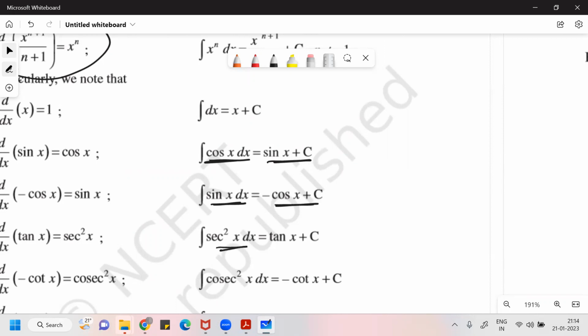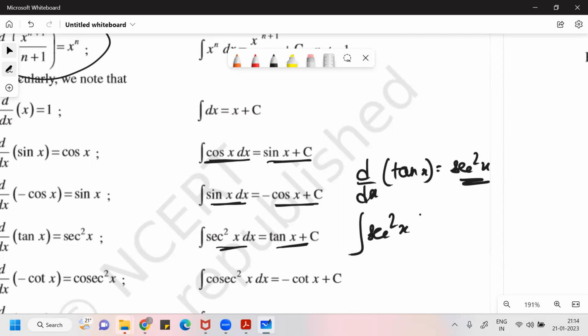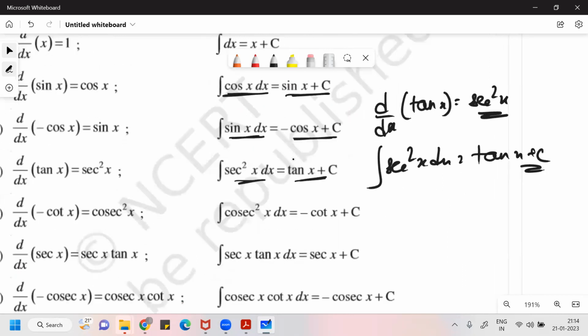The integration of sec square x dx would be tan x plus c, because d by dx of tan x is sec square x. You know this, right? So similarly, the integration of sec square x dx is tan x plus c. Similarly, remember that anything that starts with co will give you a negative. So when it comes to cosec square x dx, you'll get minus cot x plus c.